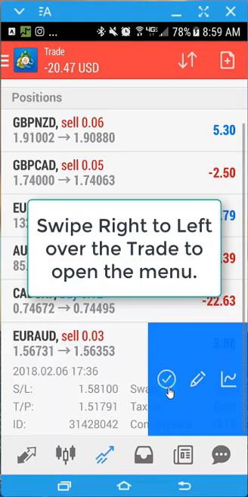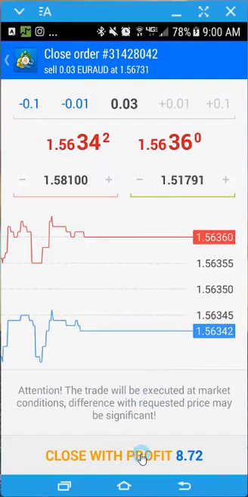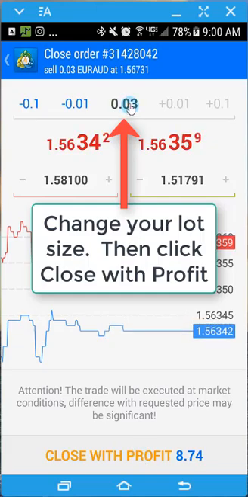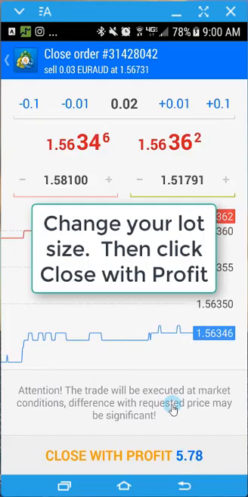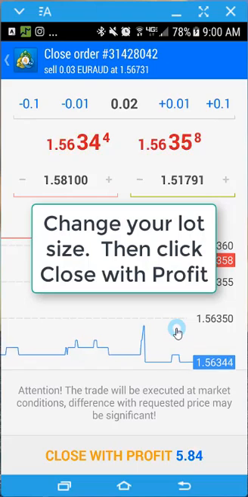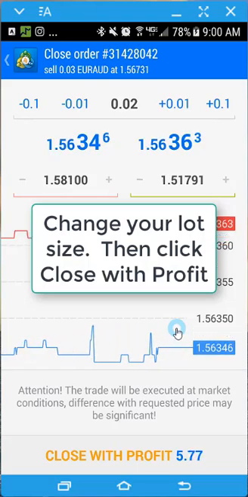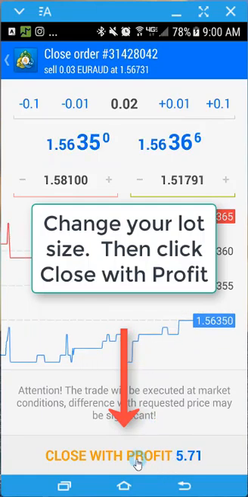The first thing I'm going to do is I'm going to go to the closing. I'm going to go through the motion of closing, right? Now, instead of just closing with profit straight up, I'm going to change this to 0.02. So now I'm going to close with a profit of 580. So what's going to happen is when I close with 0.02, 0.01 will still be remaining. It will still be active. Okay? So I'm going to go ahead and close this.